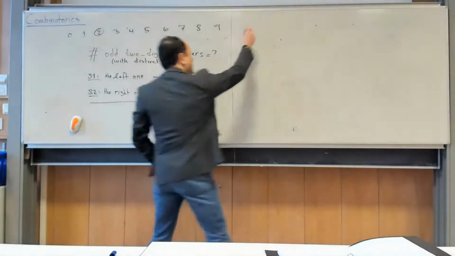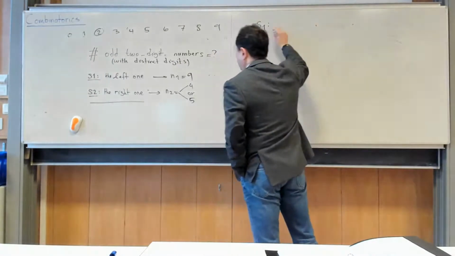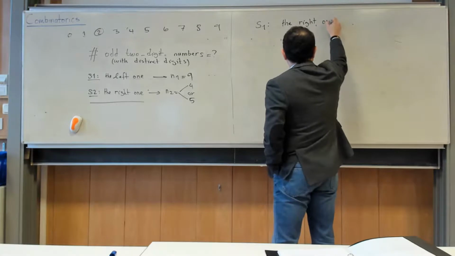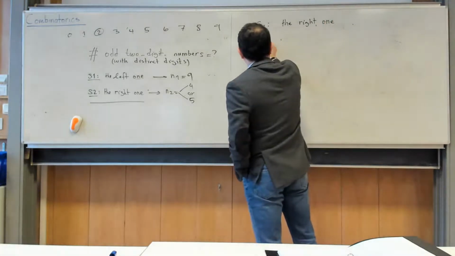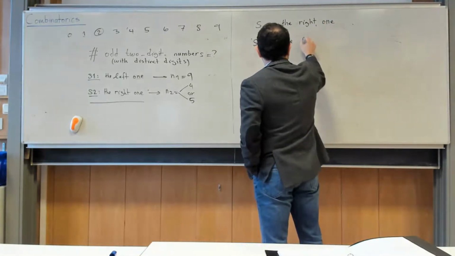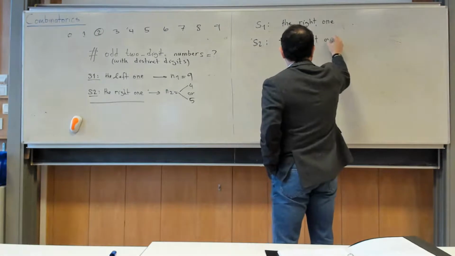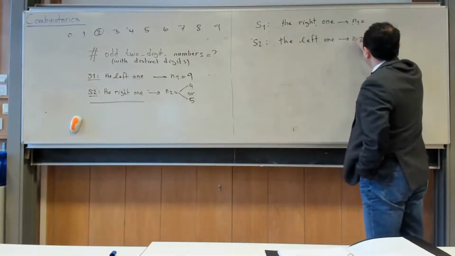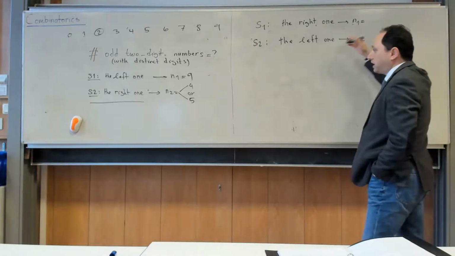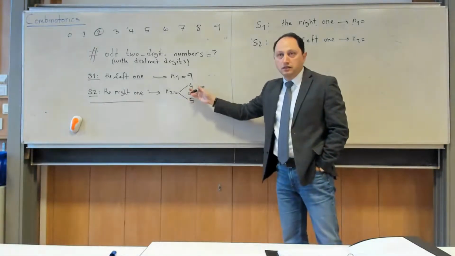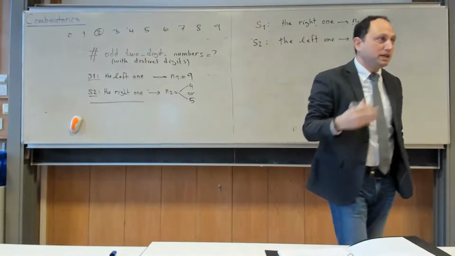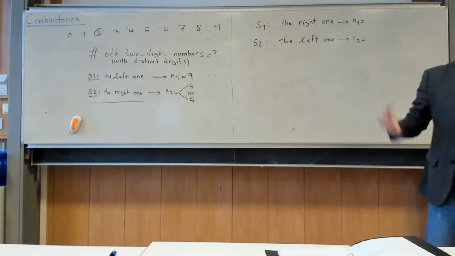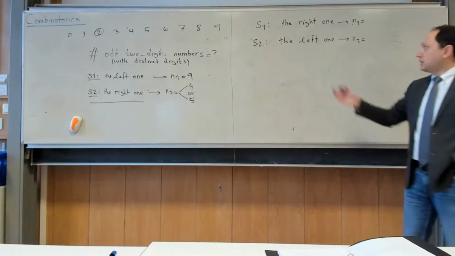Let me write it here. So let me write S1, the right one, and then S2, the left one. Okay, so it might happen that even if I do this, it might happen that this happens again. It means that, okay, this problem cannot be solved just using the product rule. I need to find a new way for doing it. But sometimes it will work.